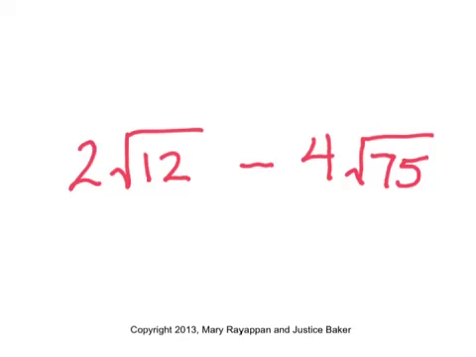Hi, here we'll go through the steps of subtracting two radicals. We have 2 root 12 minus 4 root 75. Notice they're both square roots. These steps would be the same if this were an addition problem instead of subtraction, so recognize it's really an example of both, but in this specific one, we'll end up subtracting.